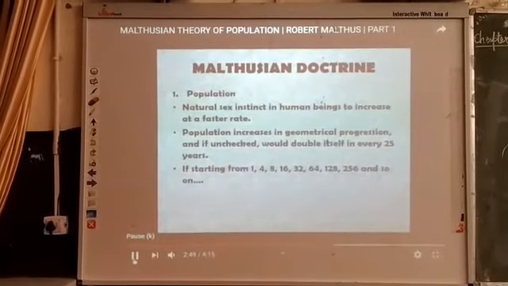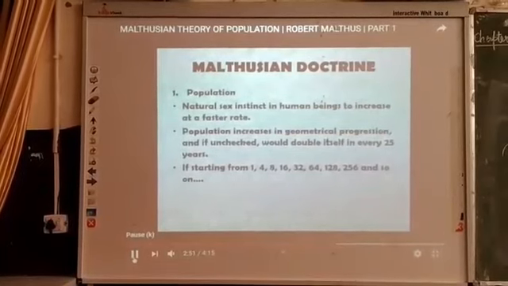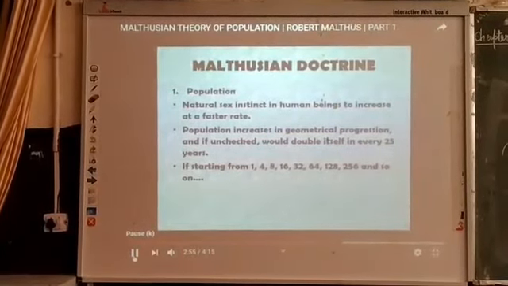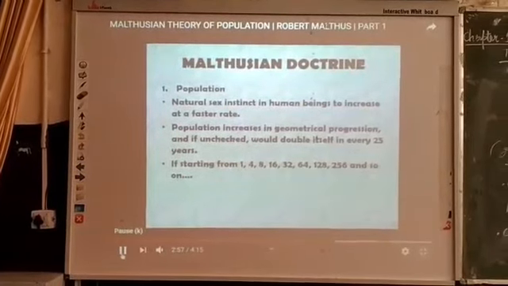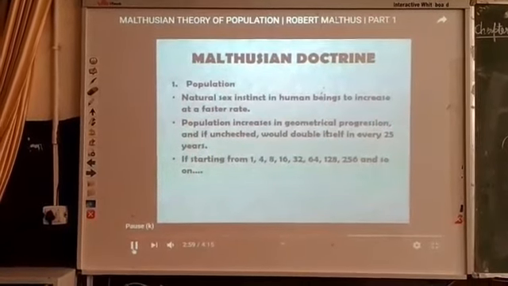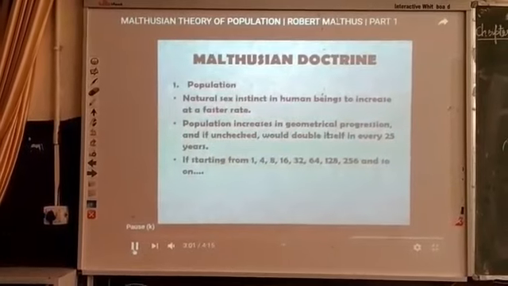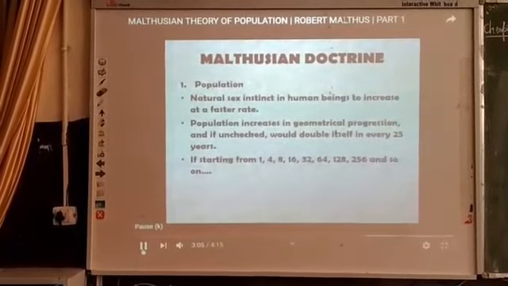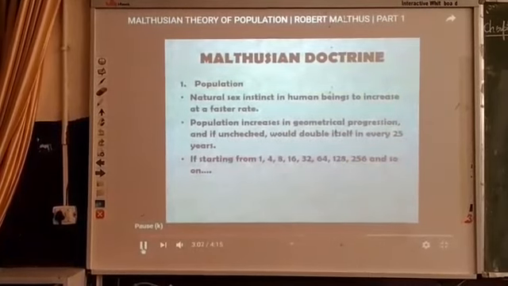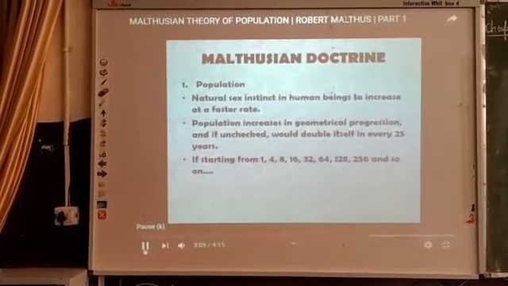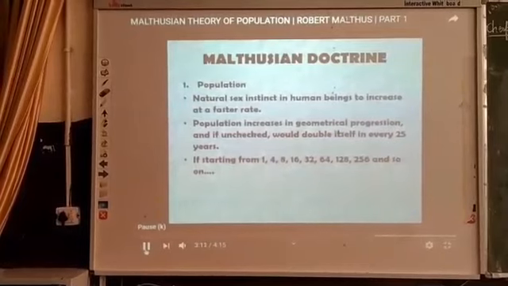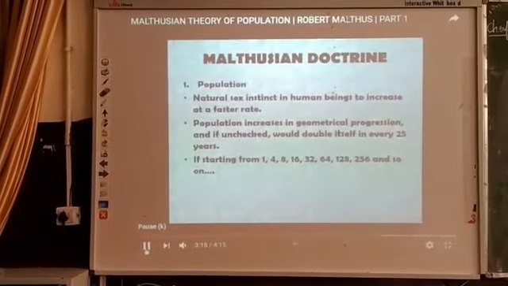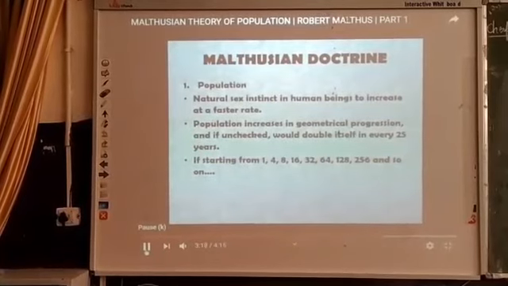The first one is population. There is a natural sex instinct in human beings to increase at a faster rate. Population increases in geometrical progression, and if unchecked, it would double itself every 25 years. So if we start from 1, then in the next 25 years, it will become 4. In another, it will become 8, then 16, then 32, then 64, and so on.